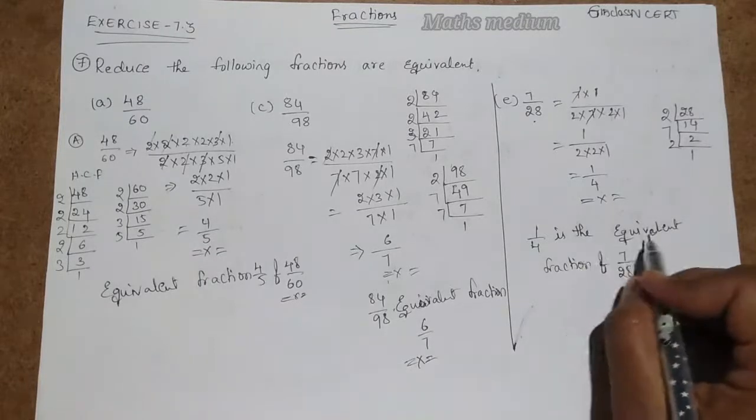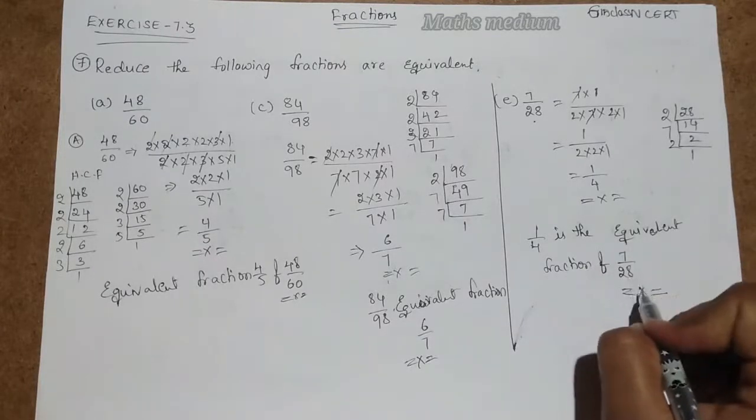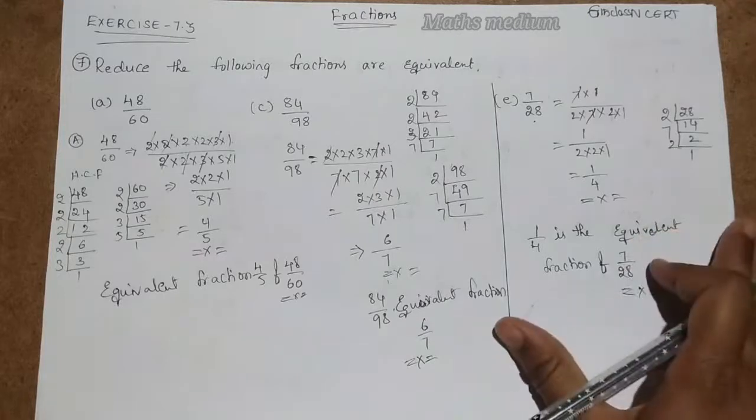1 by 4 is the equivalent fraction of 7 by 28. So this is the answer for this question.